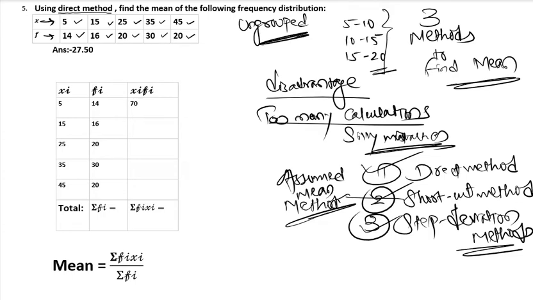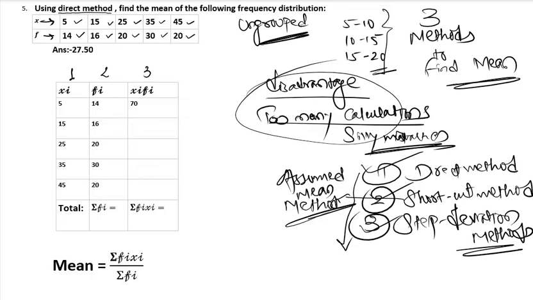Why three methods to find the mean? As I told you, the biggest disadvantage of direct method is too many calculations. As you go ahead with these methods, the calculations become smaller and smaller. You don't have to do many calculations, but the method becomes more and more big, elaborate. So here the method is very small. There are just three columns.